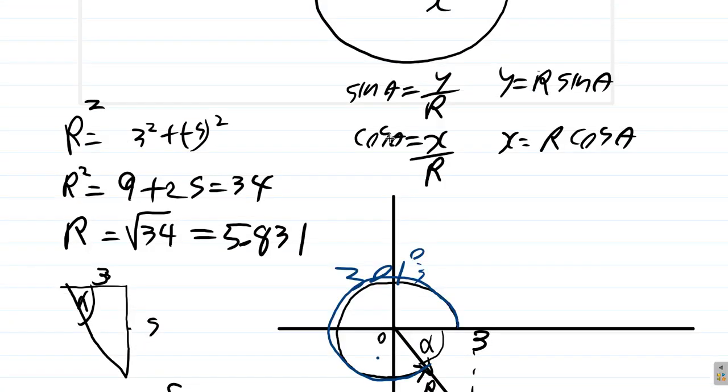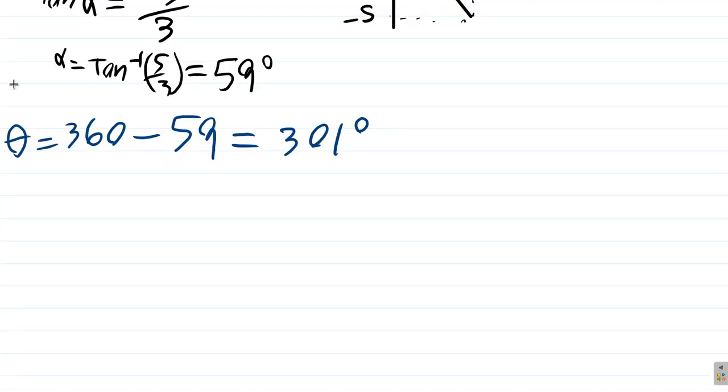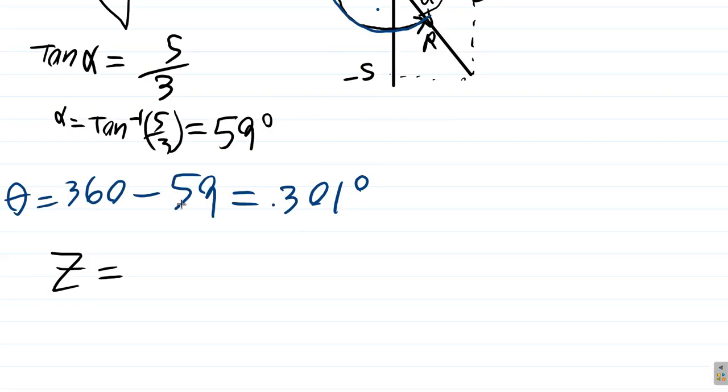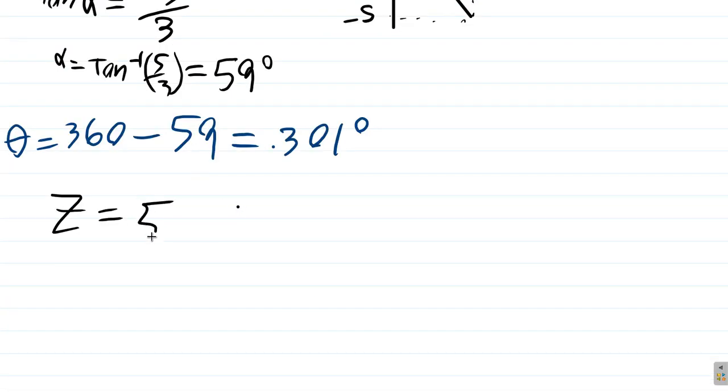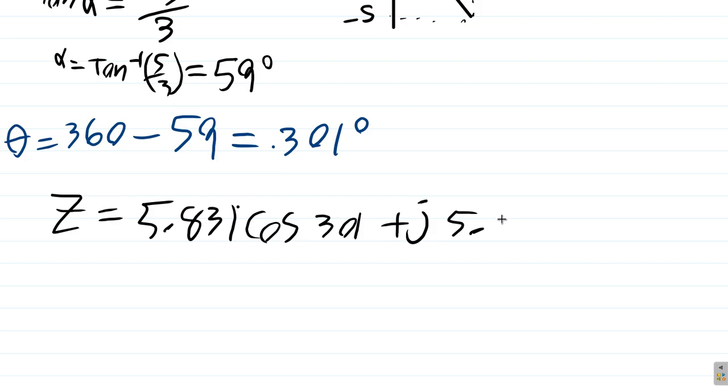Good. Now it means that the complex number z is equal to 5.831 cos 301 plus j 5.831 sine 301. Alright?